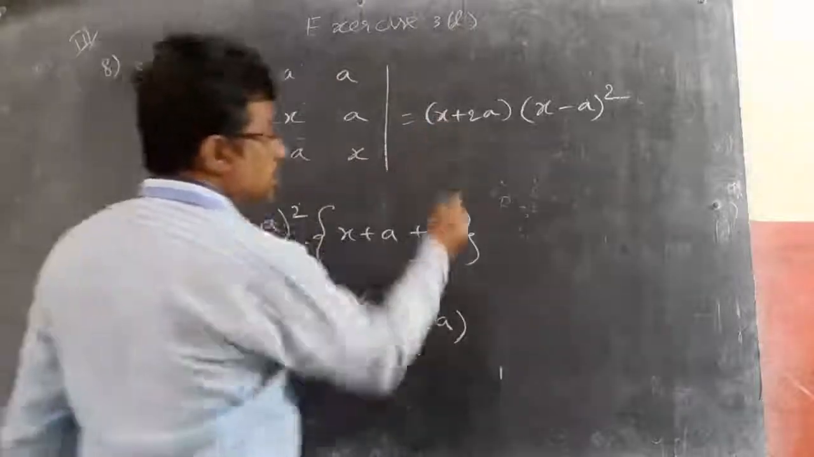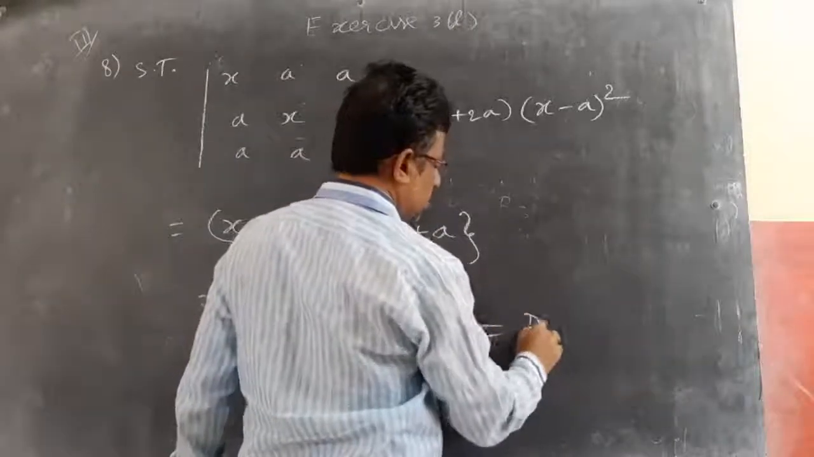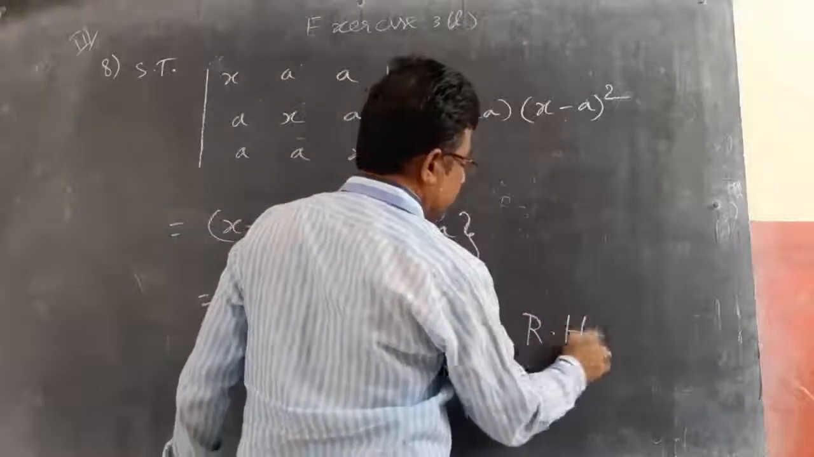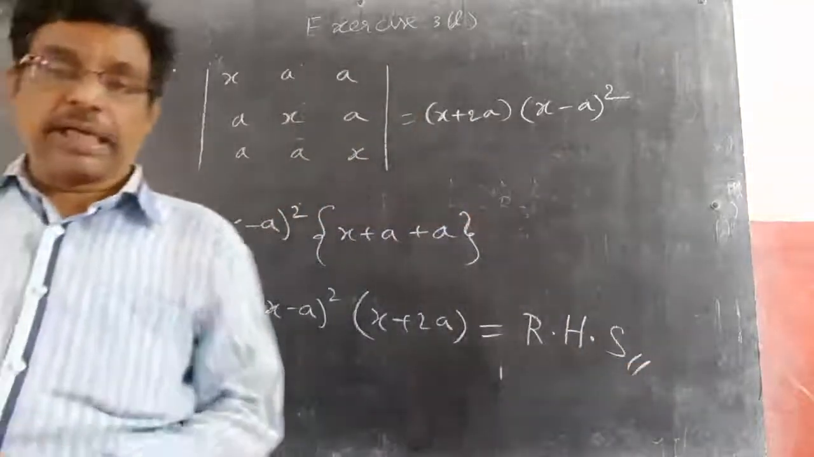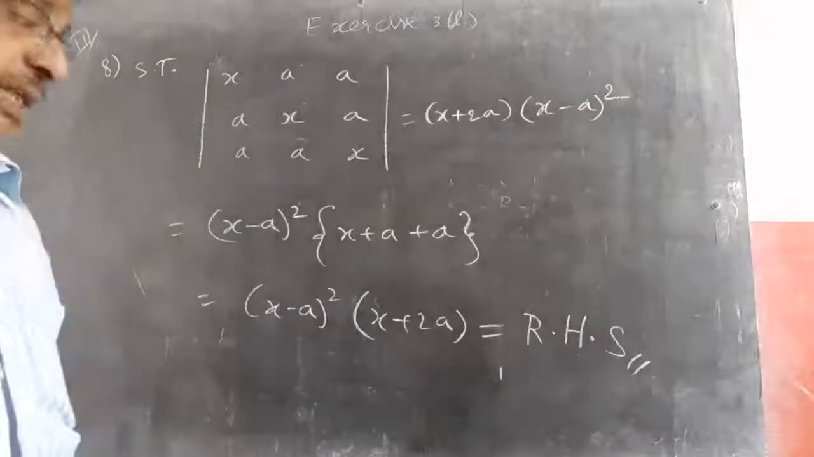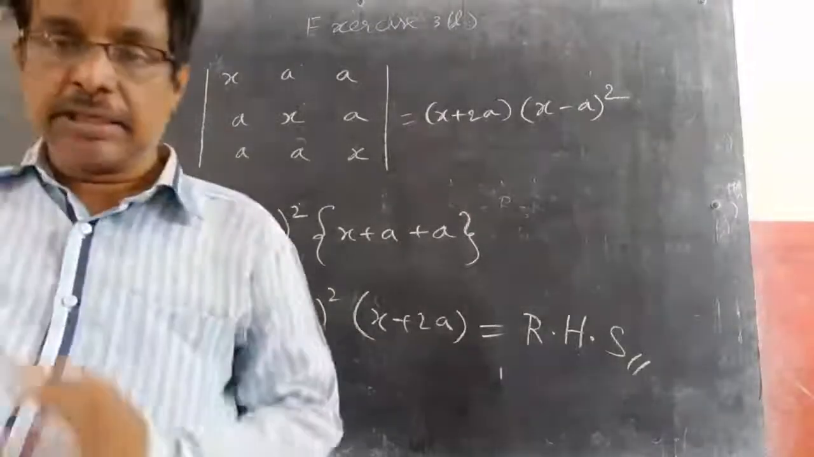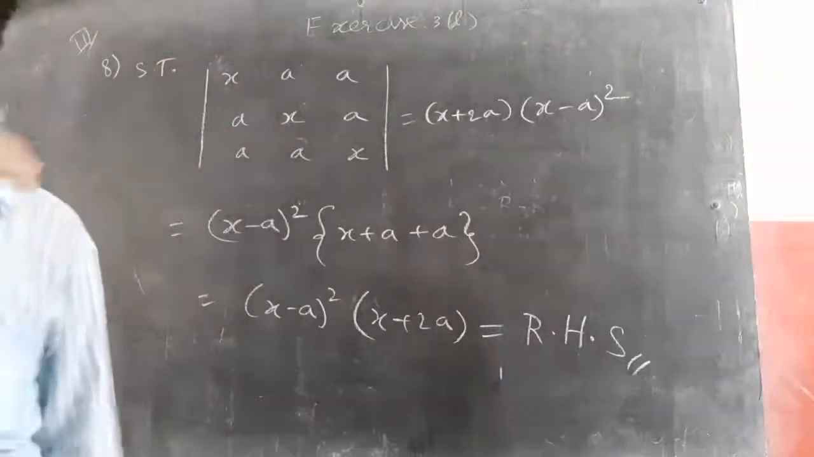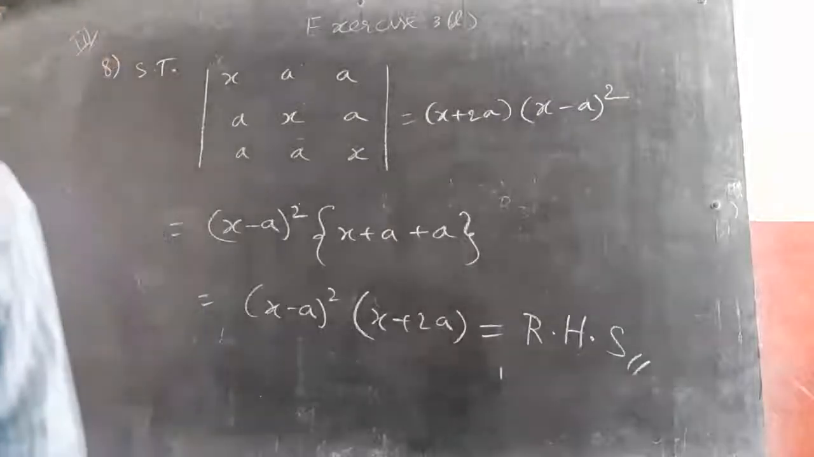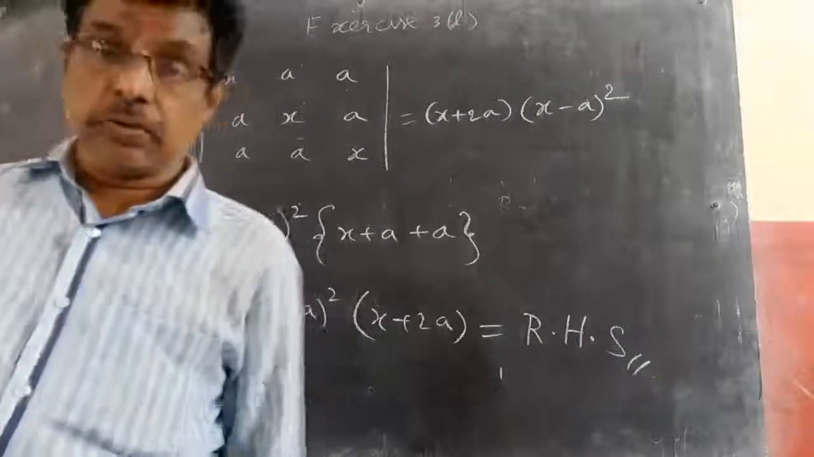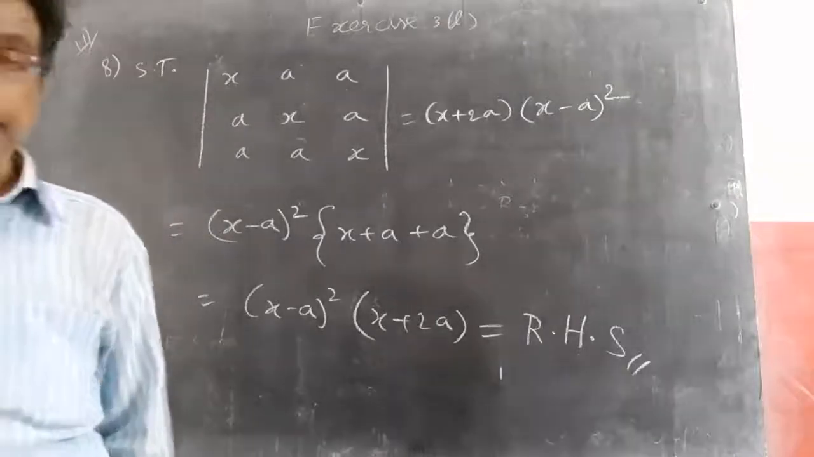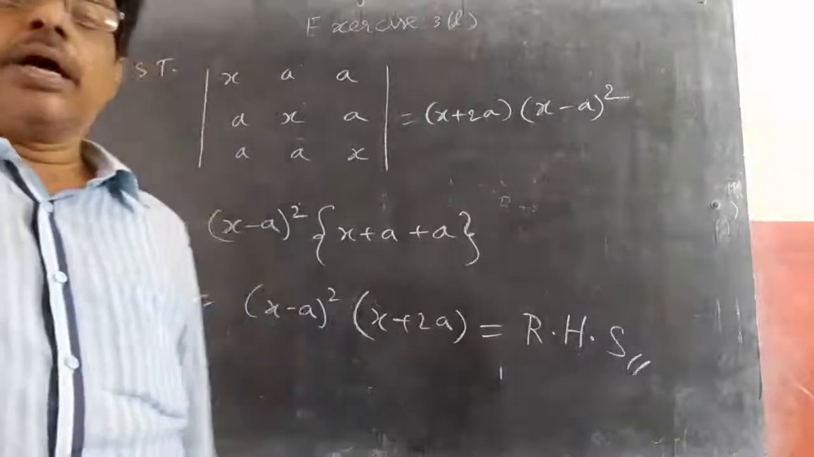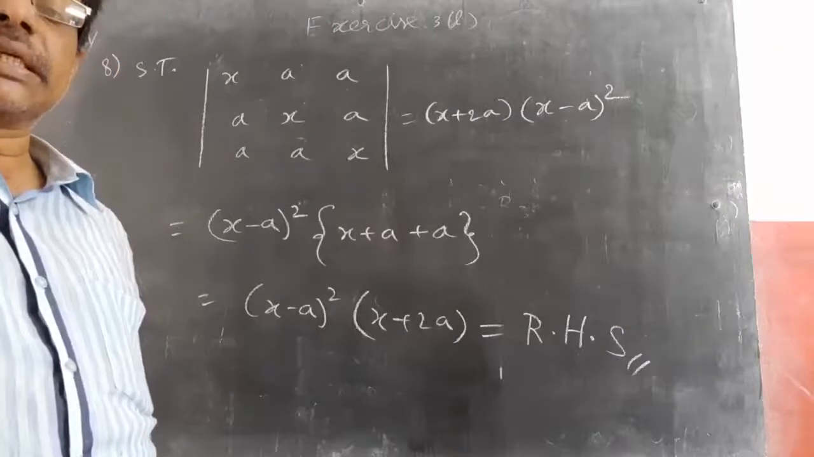See, this one LHS is equal to RHS. Hence boom. I took LHS, by applying properties, I got RHS. Like this, we'll do all the determinant sums in objective. We'll apply the properties, then we'll do that. We'll get it simply. Okay? And next concept we'll discuss in the next class.